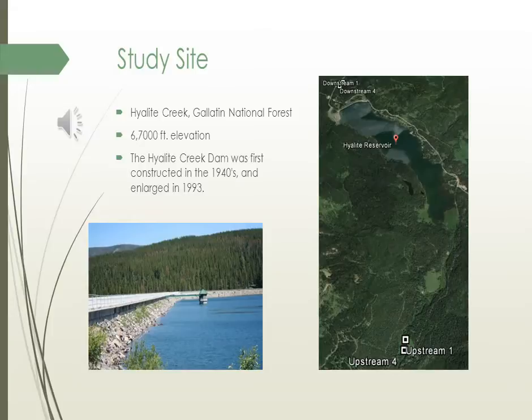And here you can see a photo we took of the dam on the ground. This is at the downstream extent of the reservoir. And then the figure on the right shows a Google Earth image of the reservoir, and if you look closely you can see our upstream sites at the bottom end of the image and our downstream sites at the top end of the image.